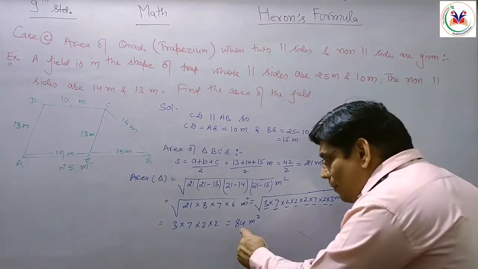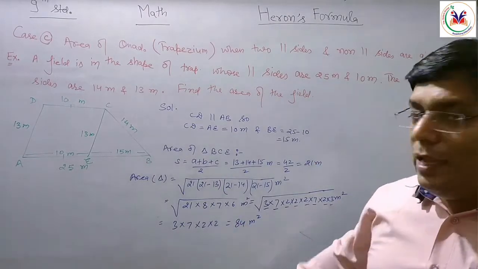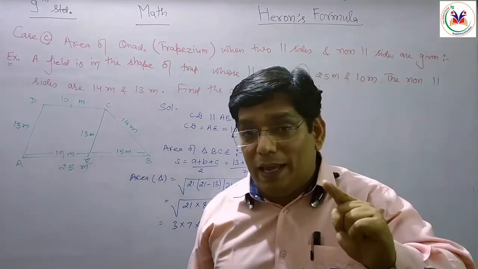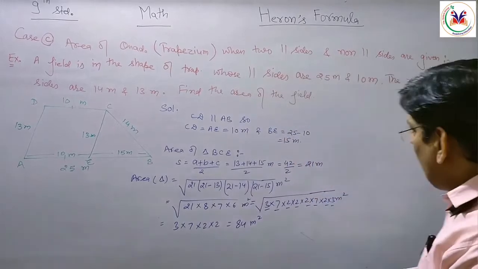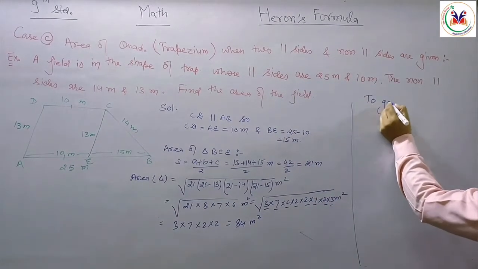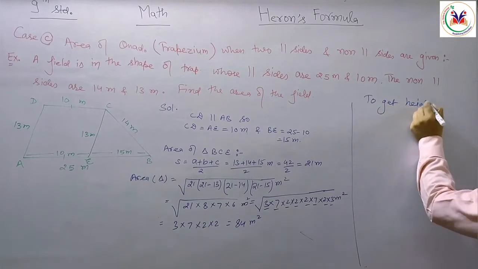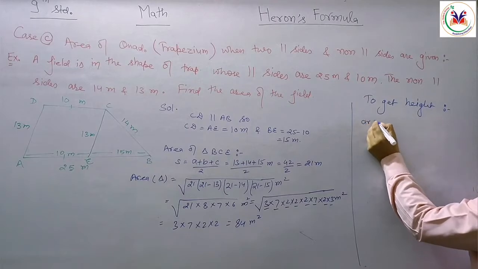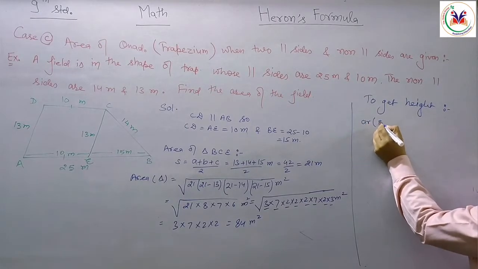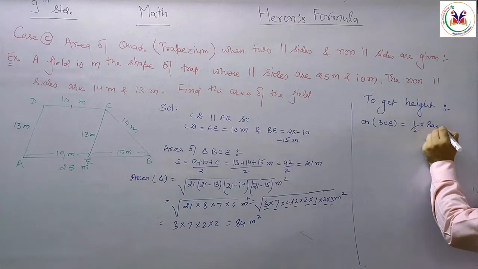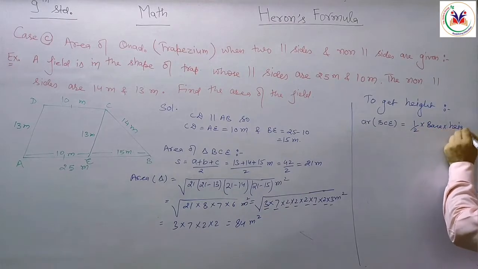और उसके लिए मैं अगेन इस ट्रायंगल के एरिया का यूज करूंगा. ये सबसे क्रूशियल पार्ट है इस क्वेश्चन का. सो नाउ अगेन टू गेट हाइट, सबसे पहले होगा एरिया ऑफ ट्रायंगल BCE इक्वल्स टू हाफ इंटू बेस इंटू हाइट.